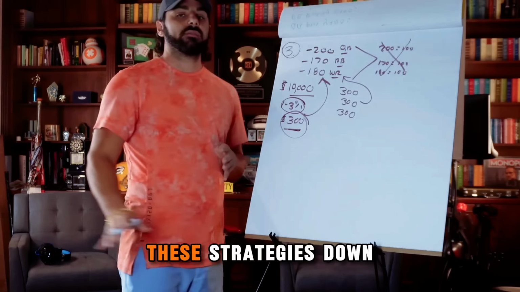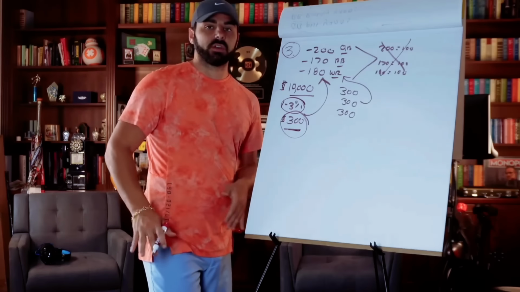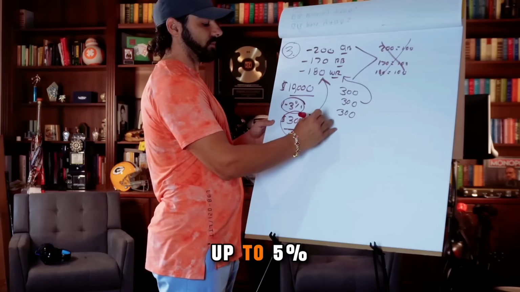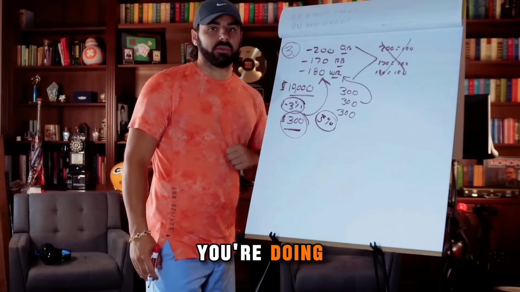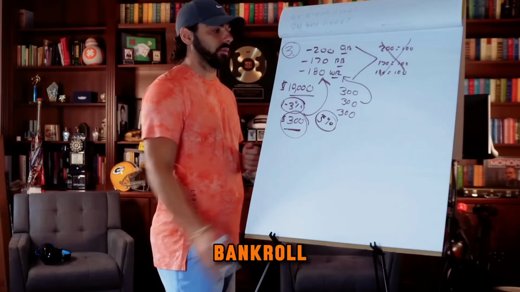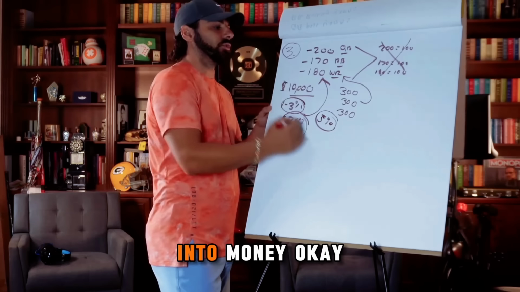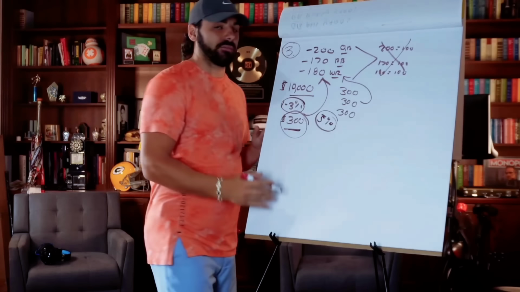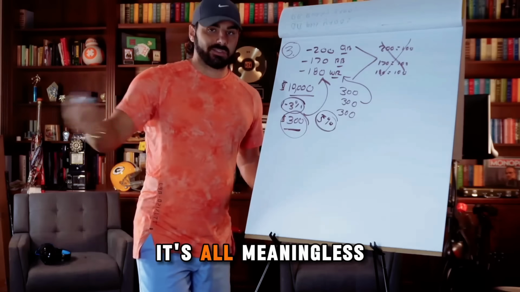If you have these strategies down pat, and you know literally what it's going to produce, yes, you could venture up to 5% for smaller bankrolls. You can, but you have to know what you're doing, because you can't afford to make mistakes when you're at 5% of your bankroll. But that is exactly how you correlate the strategy that I just showed you into money, okay? Because you could have the right strategy down, you could have the right plays, but if you don't know how to bet them the correct way, it's all meaningless.